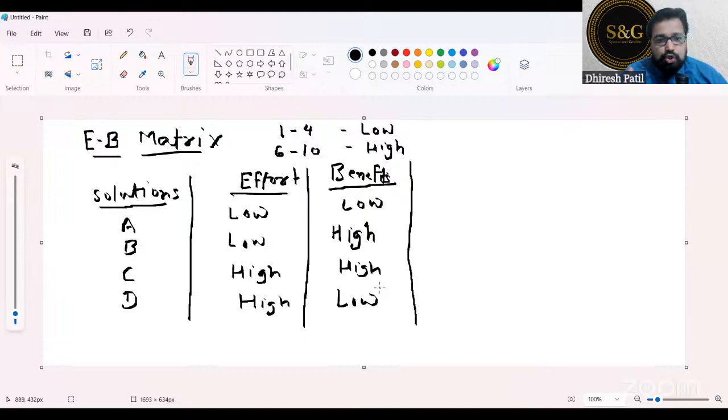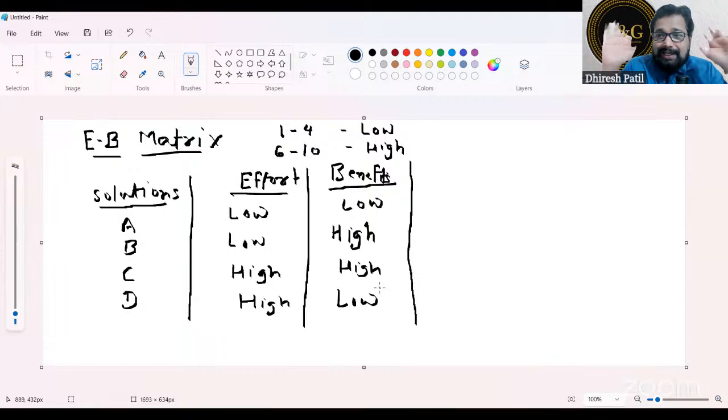So I have given you an example of a training program, 30 minutes training to the team member. It is called low effort, low benefit. Correct? I'll give you another example. There is a complete process automation. The cost of automation is 5 crore rupees. But if I automate, the rejection, right now my rejection is 20%, it will become 2%.